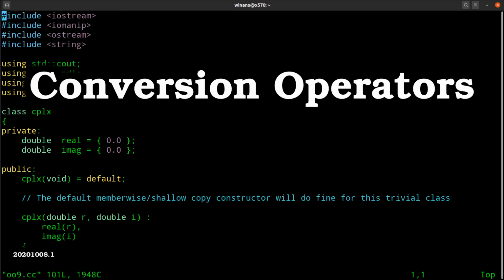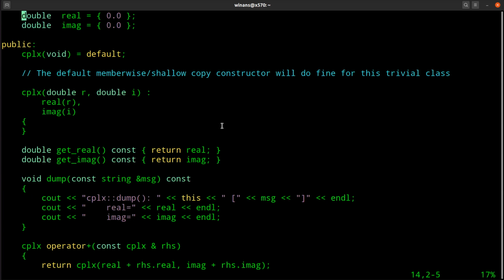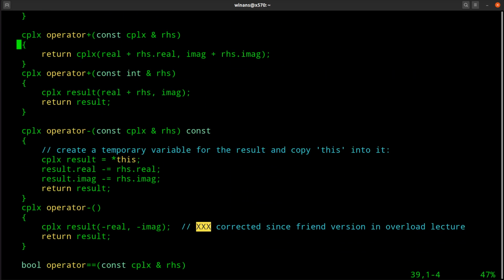John here. Let's talk about object conversion or conversion operators, okay? So we saw this complex class before. In this version, what I've done here is I've just inlined all of the operators. In the last lecture, we talked about overloaded operators. I introduced a lot of these. They were all done as friends. In this case, we're doing them inline.